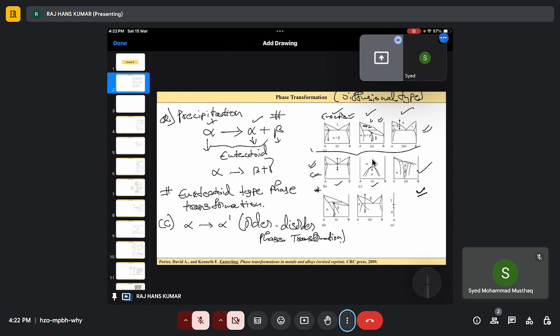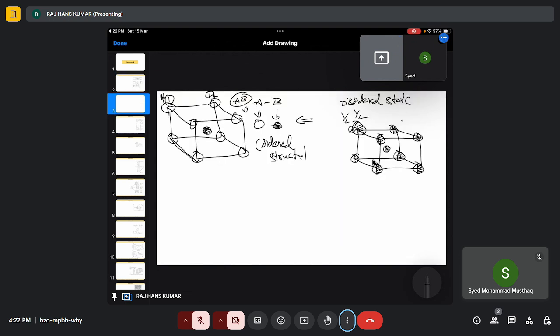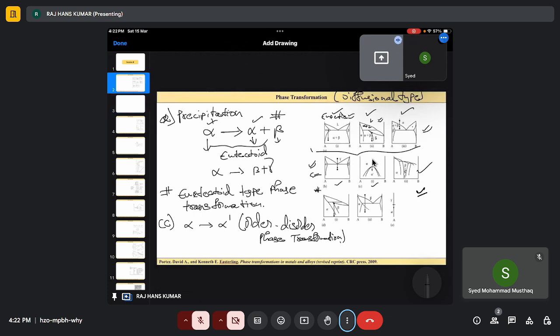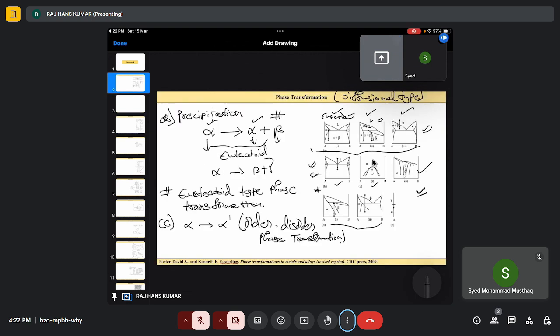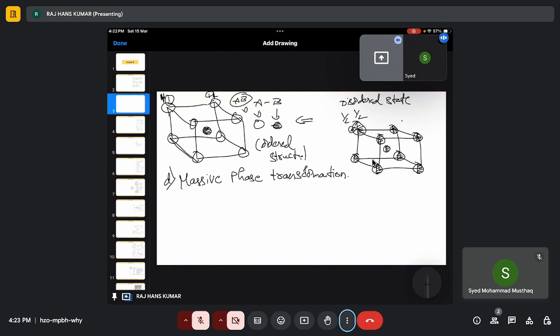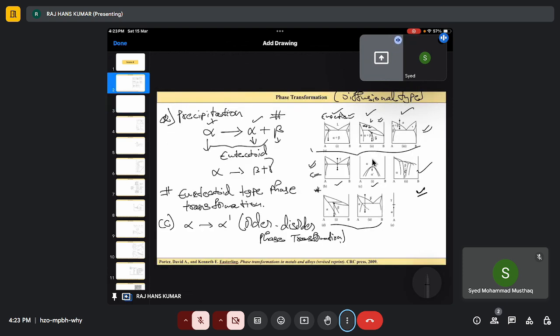What about D? D is massive transformation. These two are called massive phase transformations. So these are order-disorder, and the next one is the massive phase transformation. Now again, what is massive phase transformation? Here you can clearly see that. Let me draw the phase diagram here.